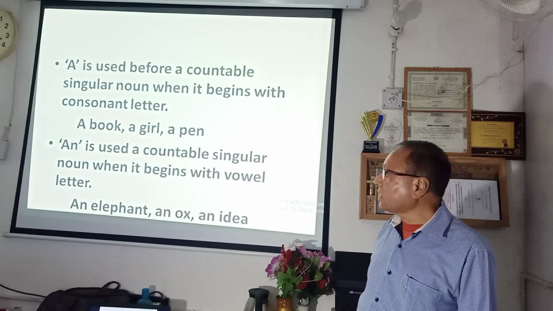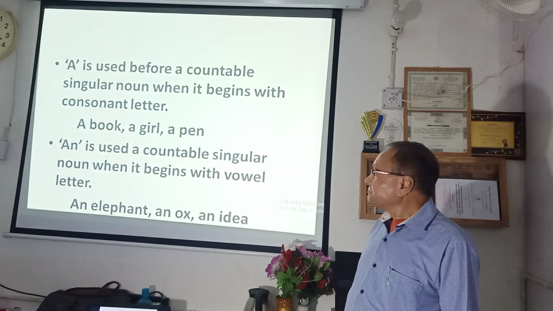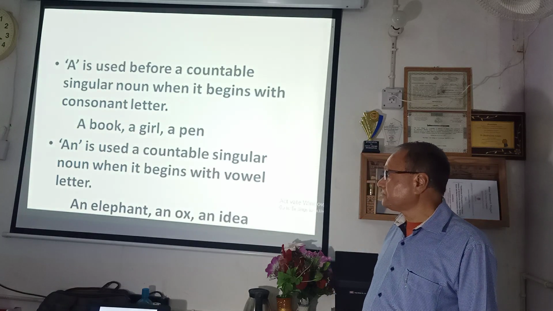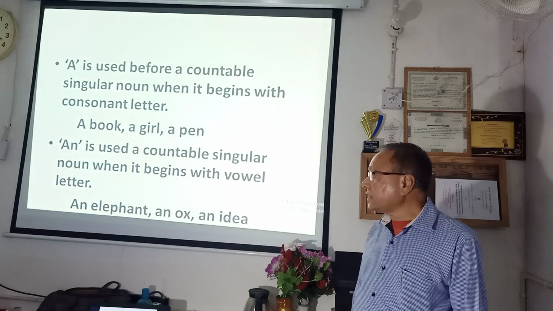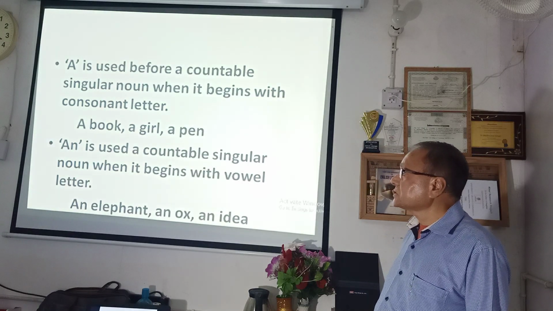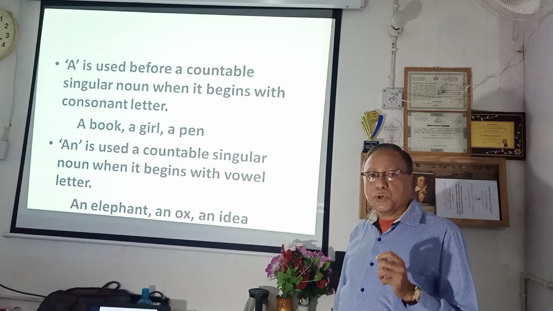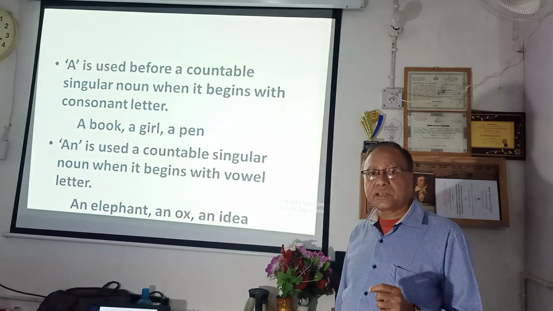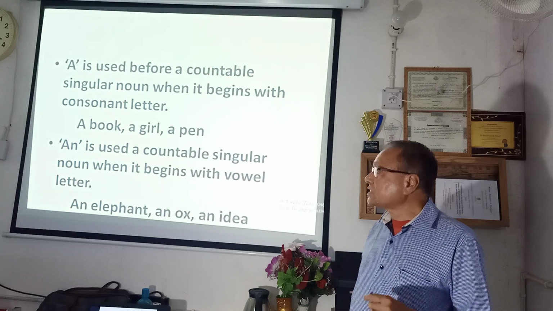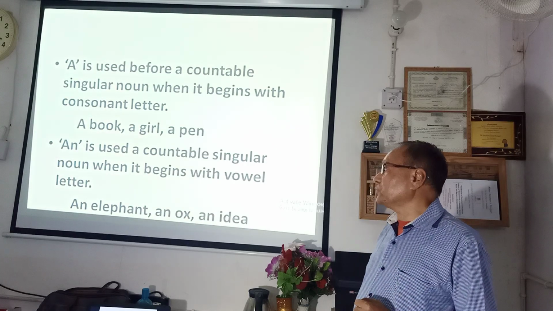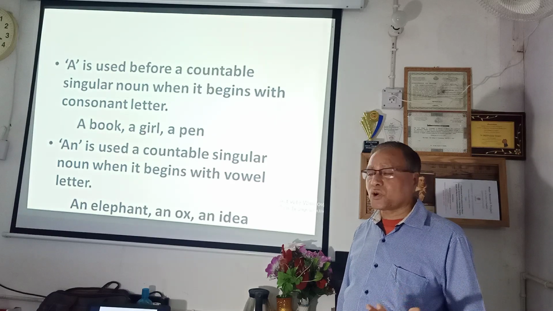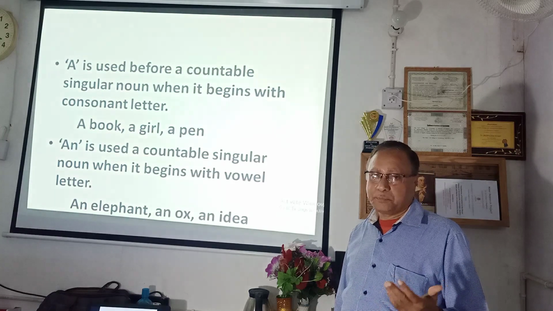Examples are: a book, a girl, a pen; an elephant, an ox, an idea. Book is a countable noun and the first letter is B, that is a consonant. That's why a should be used there. Similar is the case with girl. G is a consonant. Pen, P is a consonant.